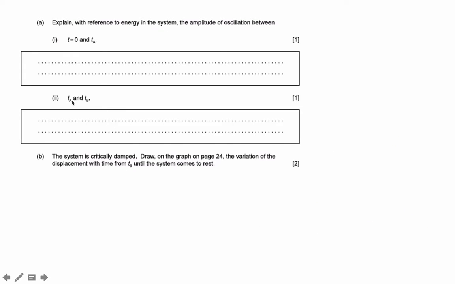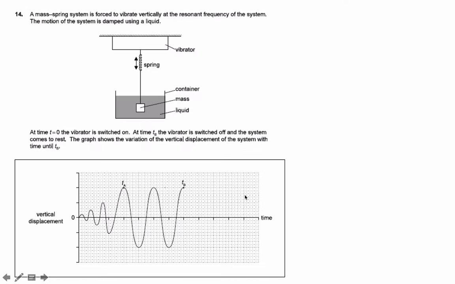It says from A to B. Well, from A to B, the amplitude is constant, right? The energy is constant. It's receiving energy at the same rate it's dissipating. Because if it dissipated faster than it received, it would decrease in amplitude. And if it received more than it dissipated, it would increase, right? But it's at equilibrium, okay?